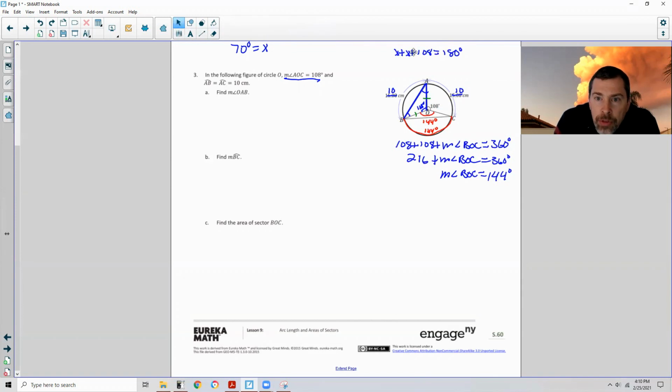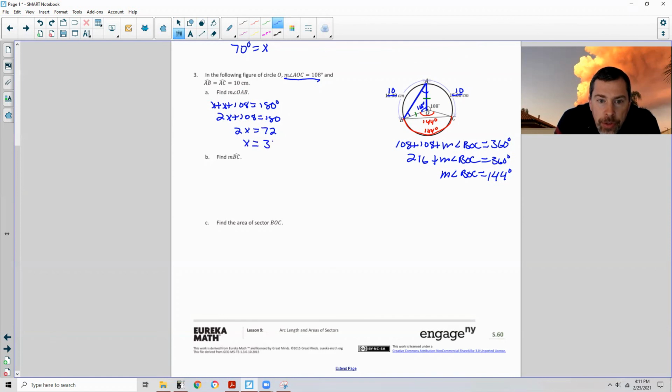And actually, I might as well just write that over here because I'm answering A right now. And then combine like terms: 2x plus 108 equals 180. Then subtract 108 from the other side. 180 minus 108 is 72. Then divide by 2, and x equals 36 degrees. So there's the answer to A.